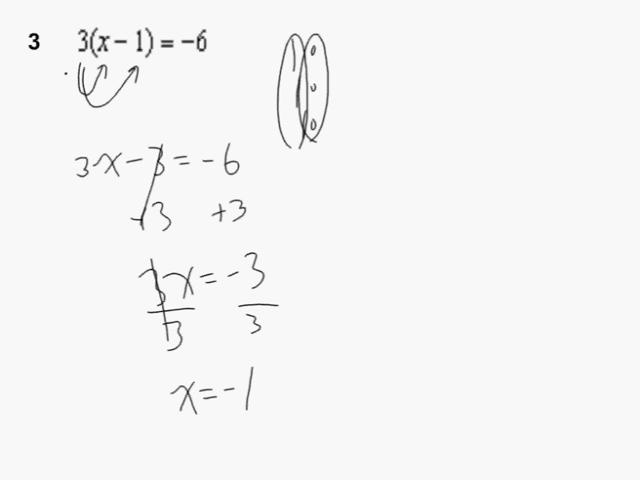If I wanted to check my answer, I could actually take my x and erase it and go 3 times -1 take away 1. Well, -1 take away 1 is actually -2. And 3 times -2 is -6. So the solution to my x variable is -1.